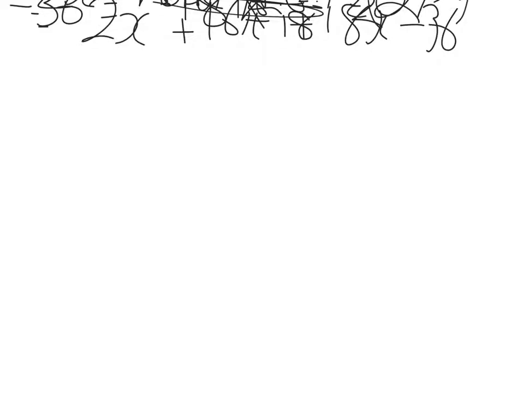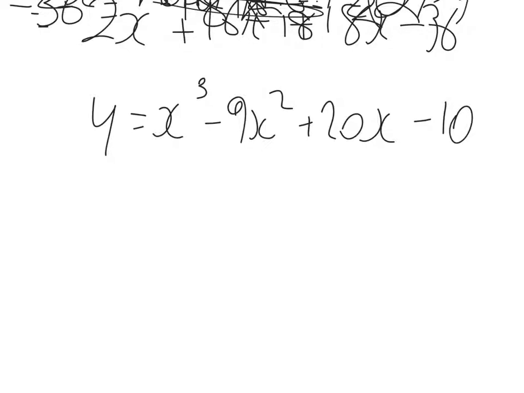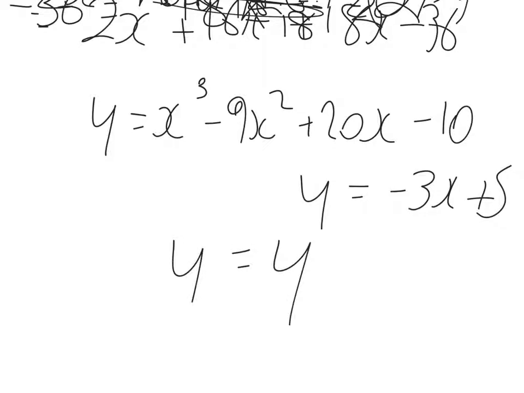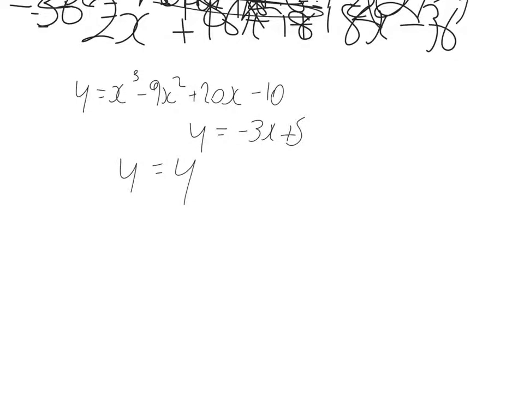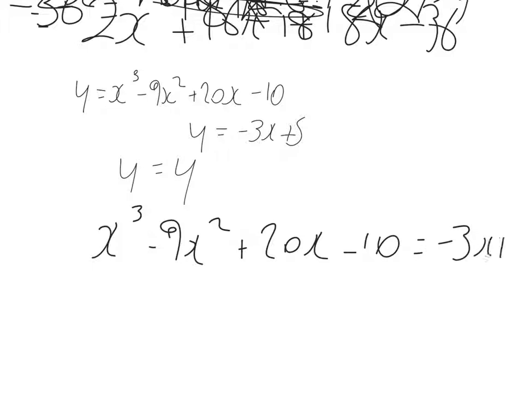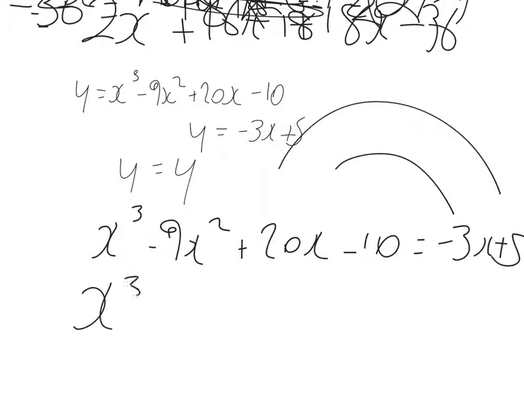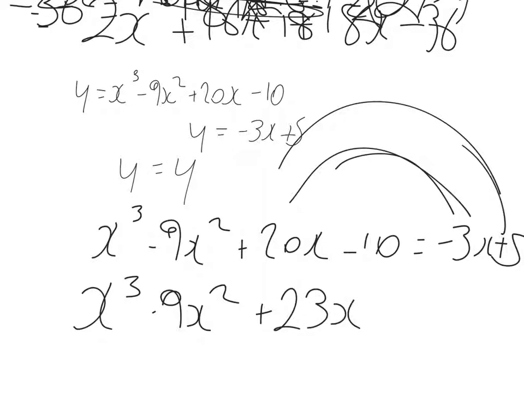Okay, a second example. Find the coordinates of the points of intersection of the cubic y equals x cubed minus 9x squared plus 20x minus 10, and the line y equals minus 3x plus 5. So again, let's make y equal to y. So that will be x cubed minus 9x squared plus 20x minus 10 is equal to minus 3x plus 5. Let's bring it across, make it equal to 0. So that will be x cubed minus 9x squared. Minus 3x will come across, become plus 3x, that's plus 23x. Plus 5 across become minus 5. Minus 15 is equal to 0.